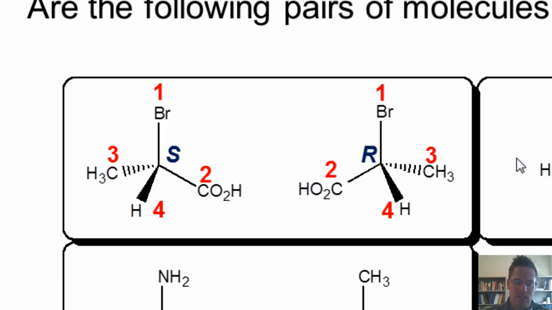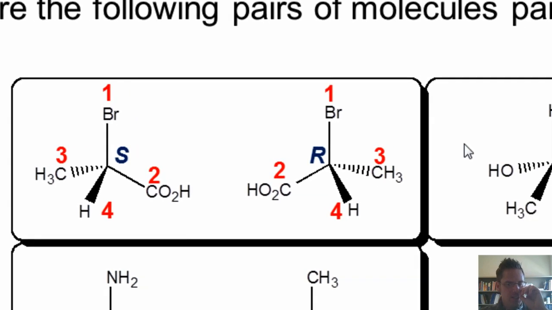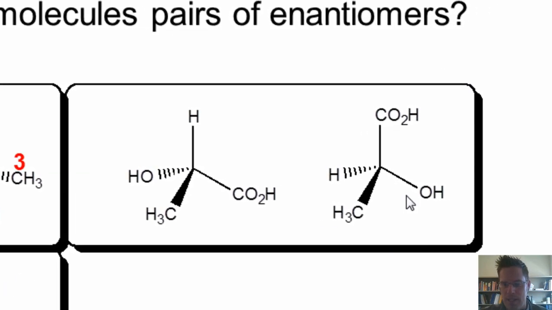Hence, this is an R stereocenter. Let's shift over here to the molecule all the way to the right. My stereocenter is in the middle. It's bonded to an oxygen, hydrogen, carbon, and carbon. Who's the highest priority? Oxygen.